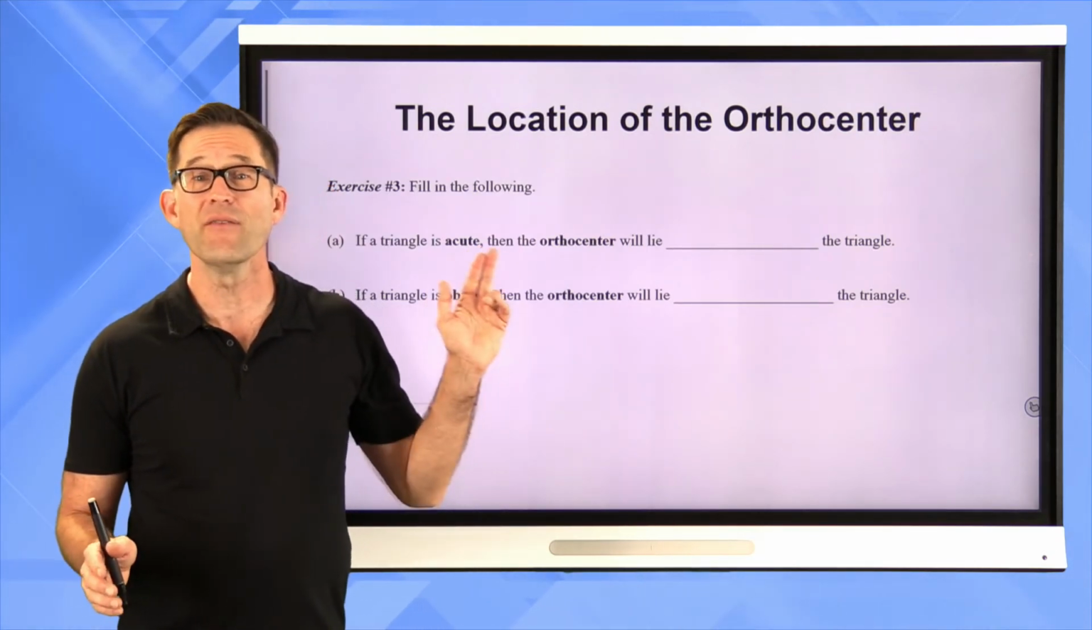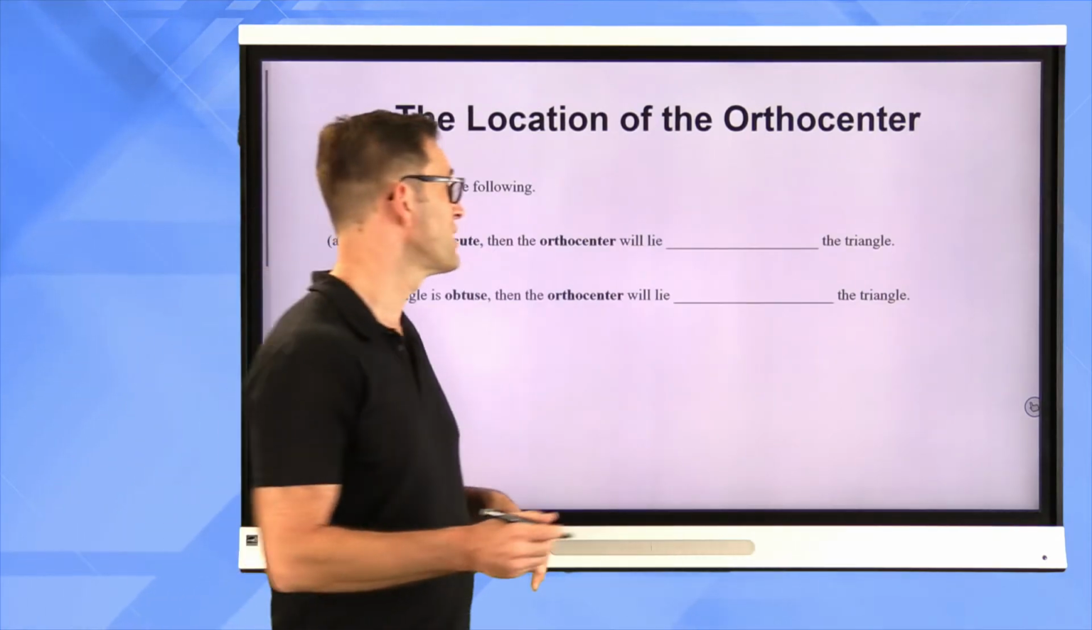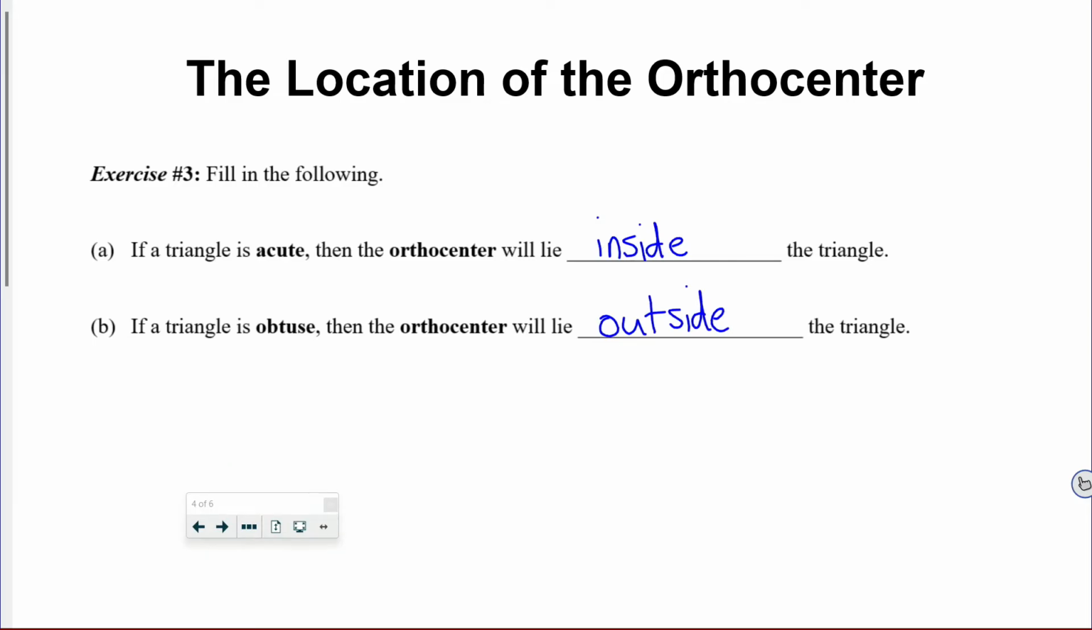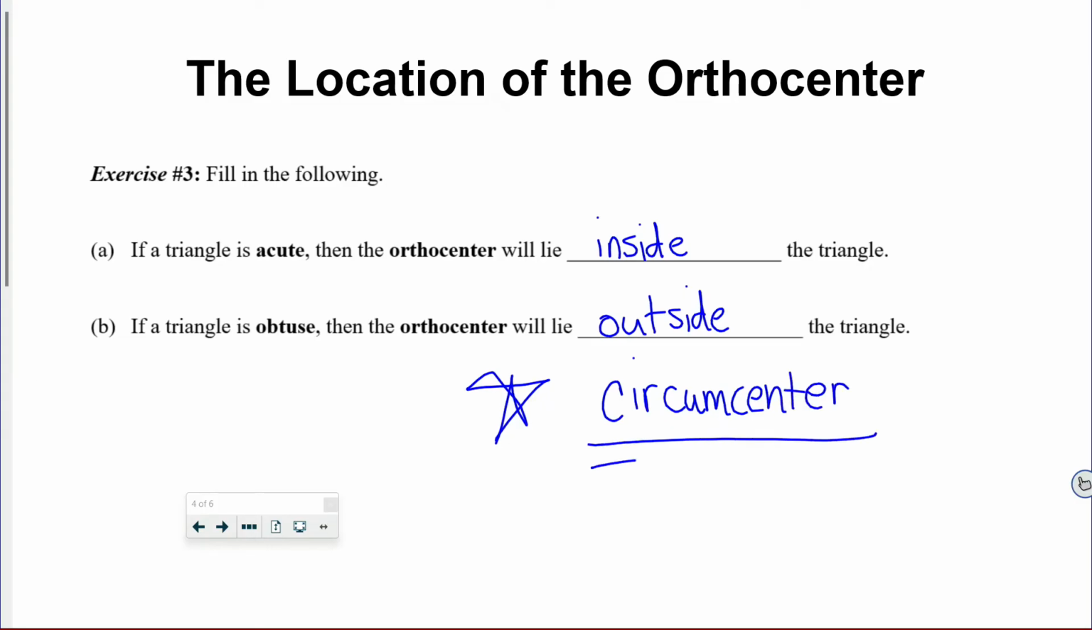from that. If a triangle is acute, the orthocenter will lie inside the triangle. And if a triangle is obtuse, the orthocenter will lie outside the triangle. I'm going to put a big star down here. That is exactly the same as the circumcenter.